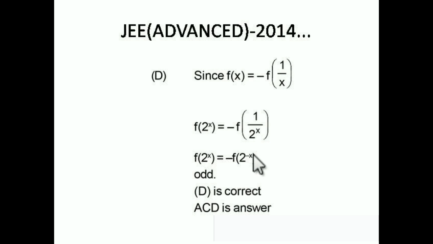That means you can see that this is the sign of an odd function. That means D is also a correct option. The function is odd if you put x equal to minus x and you have the minus sign there, so it is also a correct option. That means D is also correct. That means A, C and D, these three options are correct.